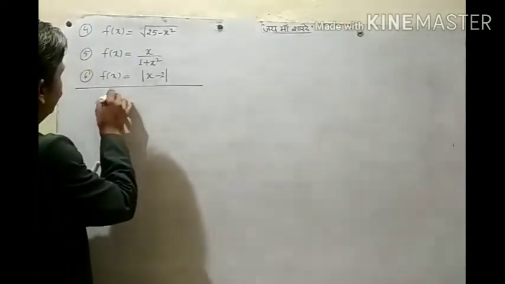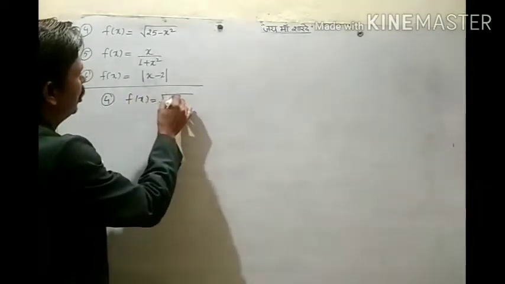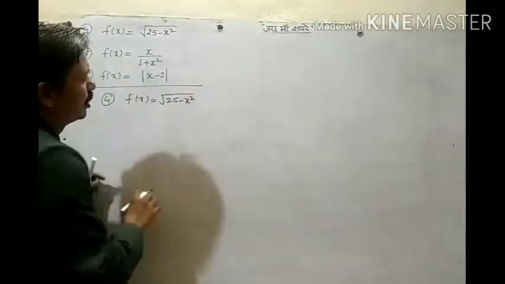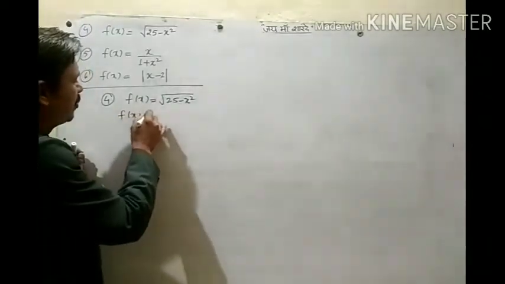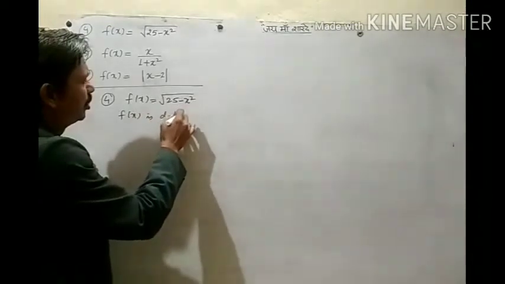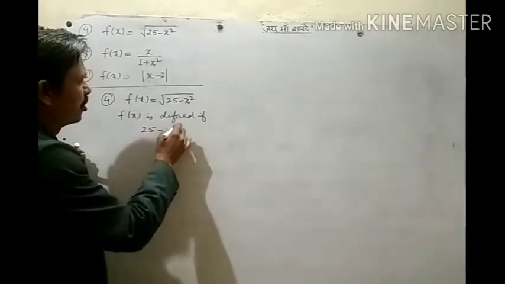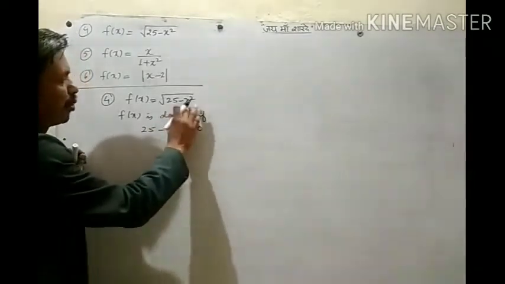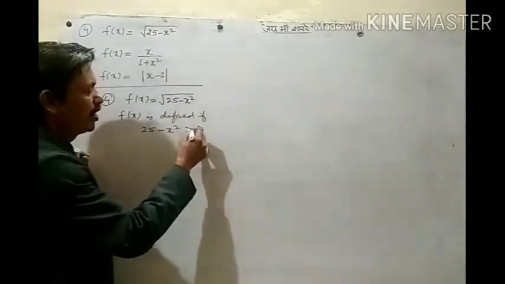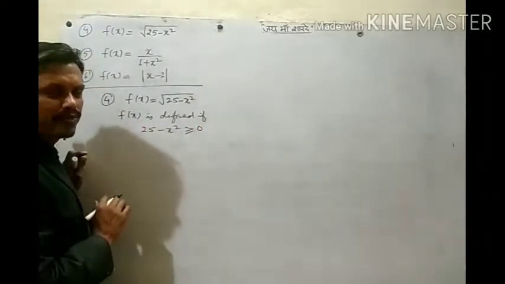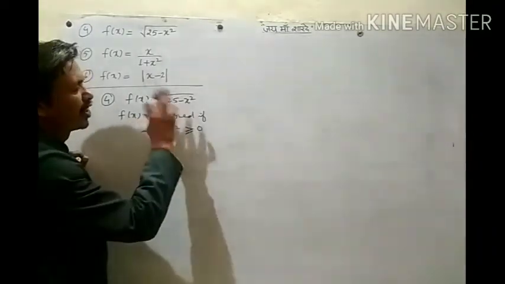For the fourth question, same thing. We have the same root function, and inside this we have one quadratic polynomial. So your f of x is defined if this 25 minus x square is more than 0. It should be positive only, and it is in the numerator, so it can be 0 also, no problem. The 25 minus x square is more than or equal to 0, then only this function is defined.